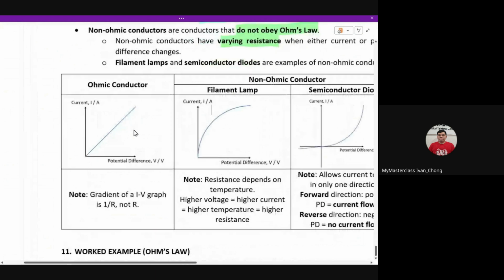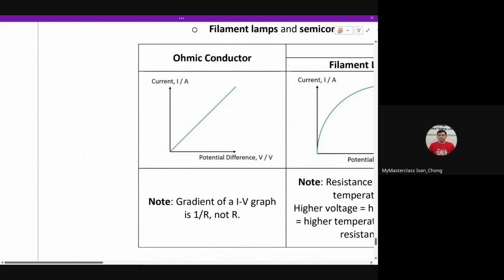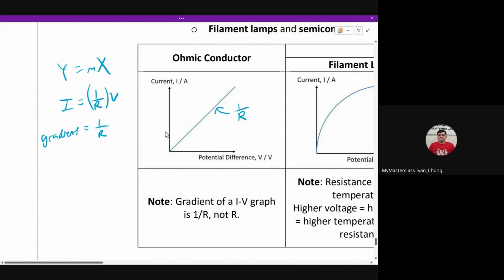If you see the left side, this is where it is directly proportional, right? I is equal to 1 over R times V. All right. So your gradient is like y equals mx. Okay. So your gradient is 1 over R. It is not R. Okay. So this is 1 over R. So if you want to find the resistance, you need to inverse it. Okay. So be careful about this.